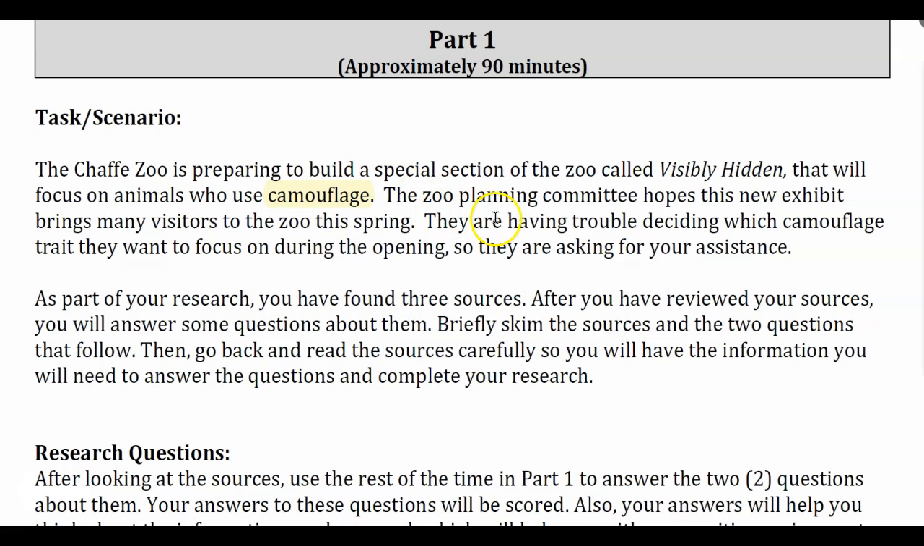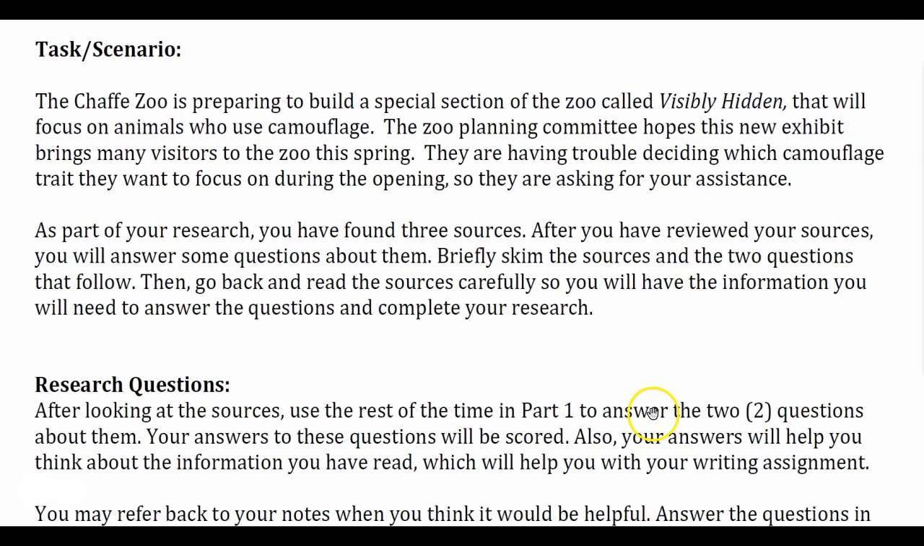Okay. The zoo planning committee hopes this new exhibit brings many visitors to the zoo this spring. They are having trouble deciding which camouflage trait they want to focus on during the opening, so they're asking for your assistance. As part of your research, you have found three sources. That's the other packet that begins with the predator-prey relationship. Okay.